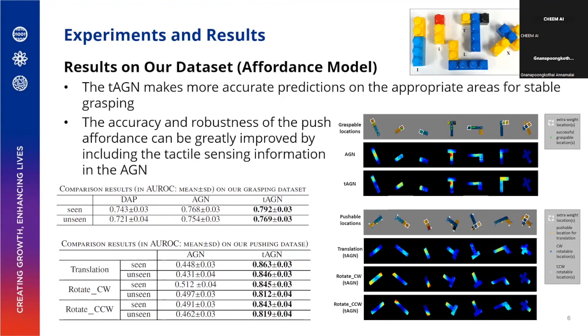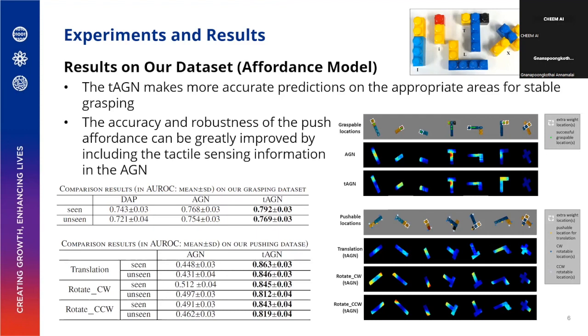Here are some results showing the output of this model. Let's take a look at the results on grasping. From these numbers, it shows that our proposed model, which we call TAGN, can make more accurate predictions of the appropriate area for stable grasping. So it can always output the correct grasping position to the robot.